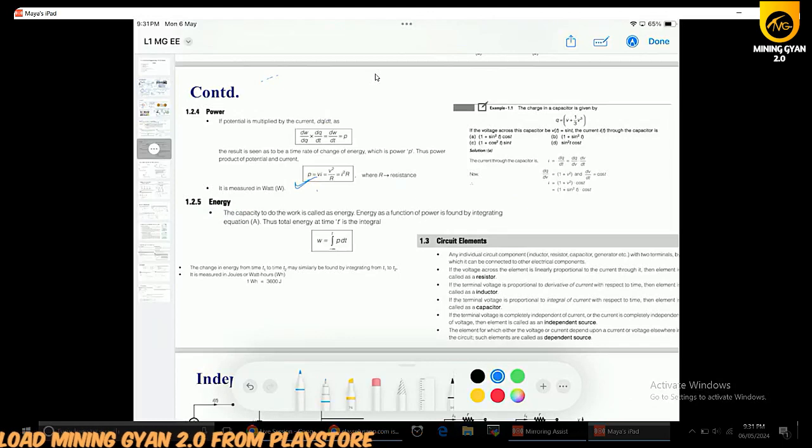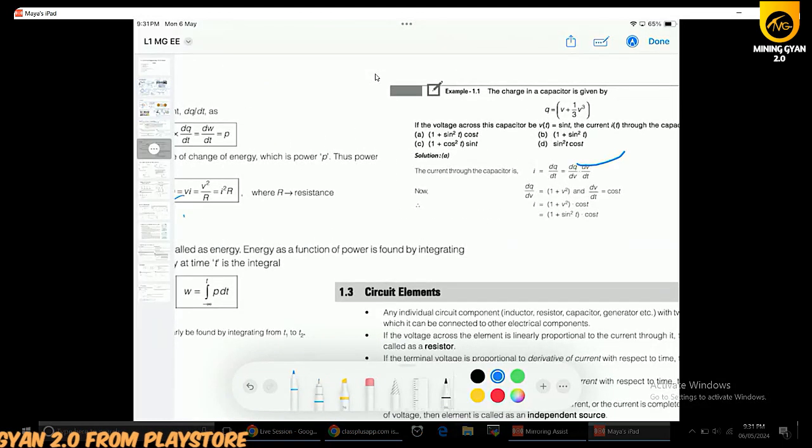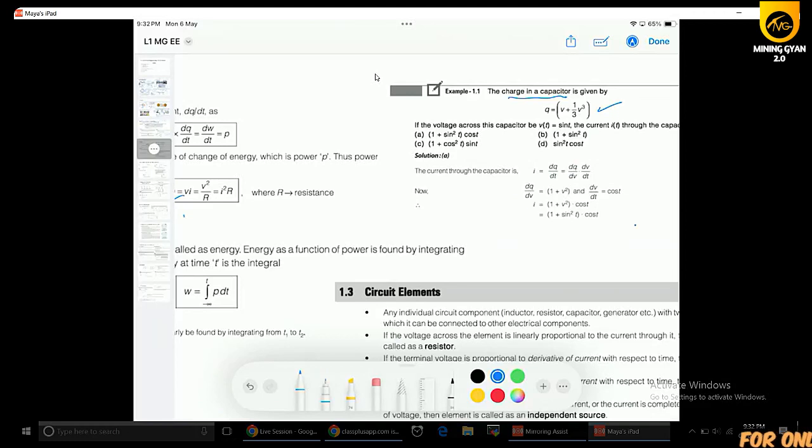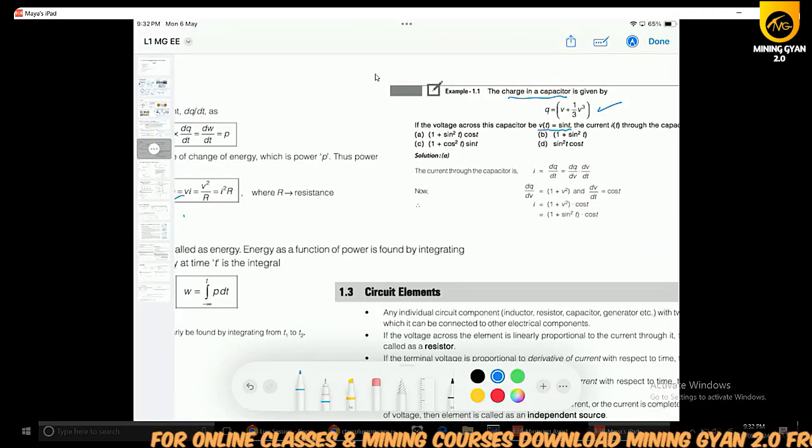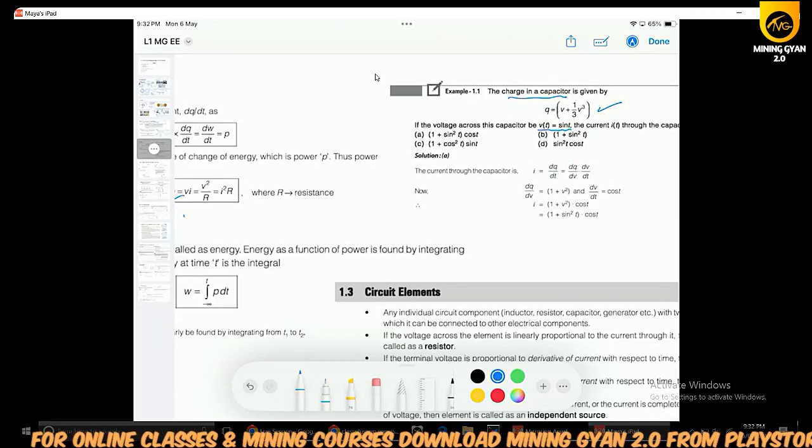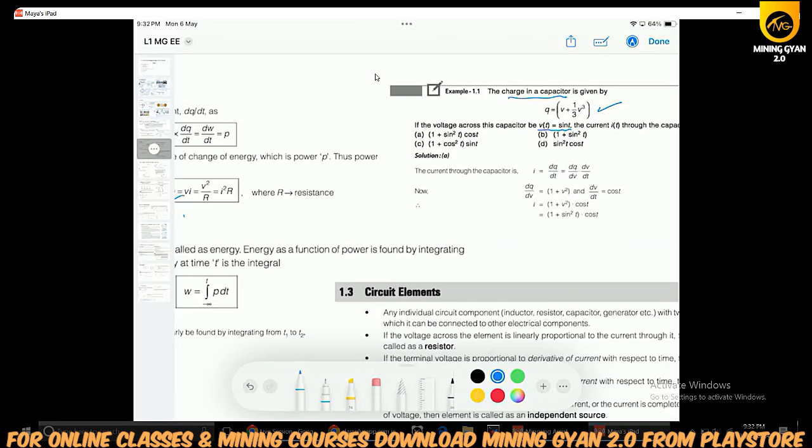Yeah, this is the example. In this example, it is asking that the charge in a capacitor is given by this equation. You can observe that the charge is a function of voltage. So what is the value of voltage? v(t) is given, equal to sine of t. Why is it written as v(t)? Because the voltage is a function of time. Time is the independent quantity, and voltage is dependent on time, whereas the charge is dependent on voltage, such that the charge is dependent on time, so we have to calculate the current flowing through the capacitor.